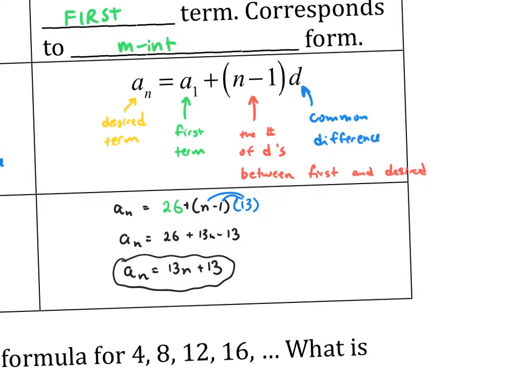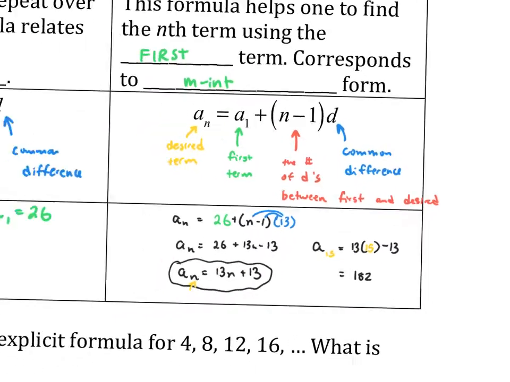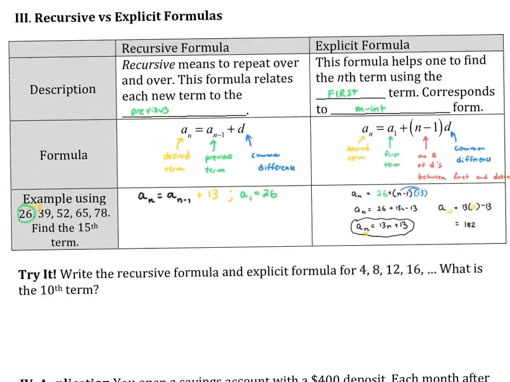Now, if I wanted to find out what the 15th term is, I say a sub 15, or simply a_15, and we do 13 times 15, and then we subtract 13, and we get our final answer. And we get 182. So I don't have to count all the terms to get to 182. I can just substitute in. So there we go. These are the differences between recursive and explicit formula.